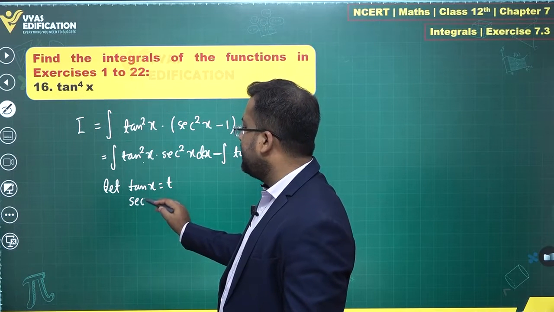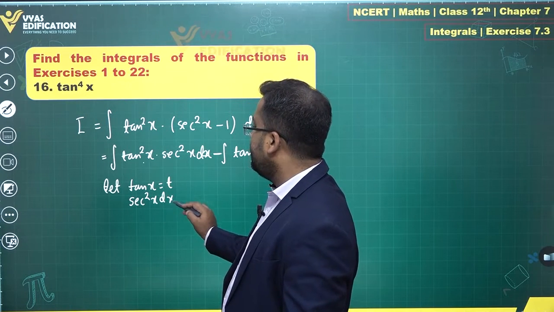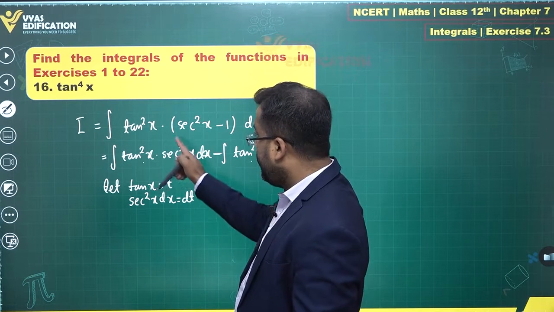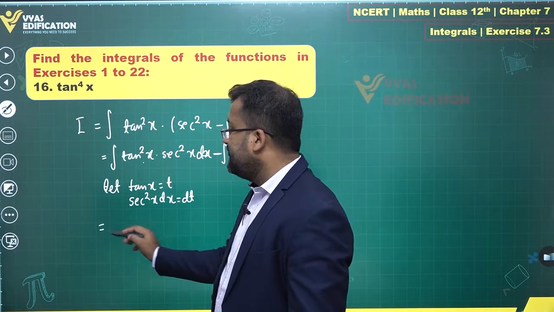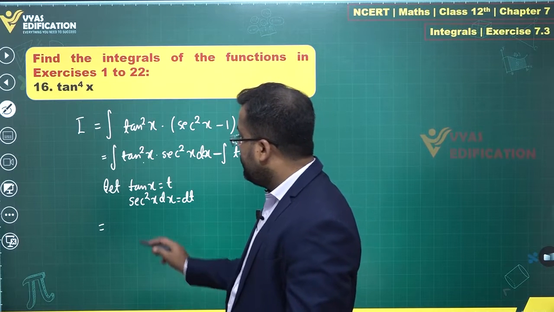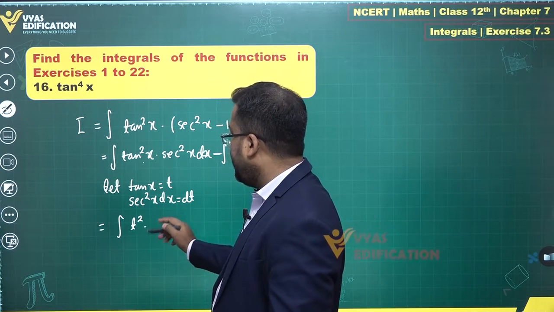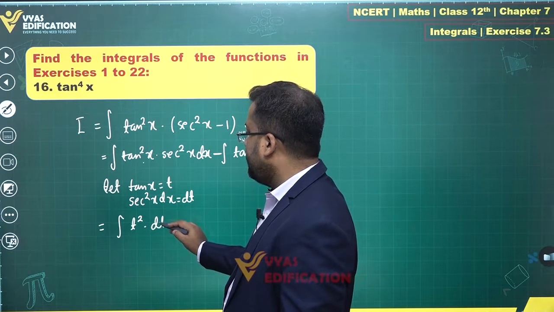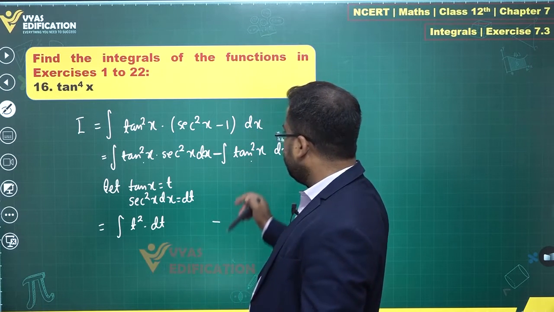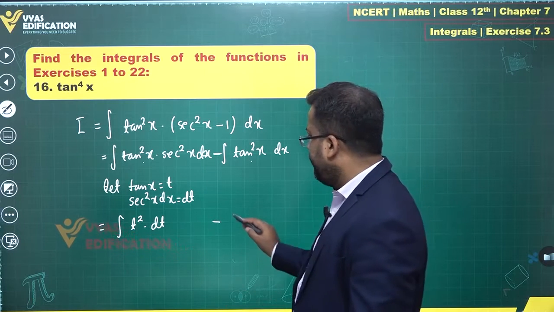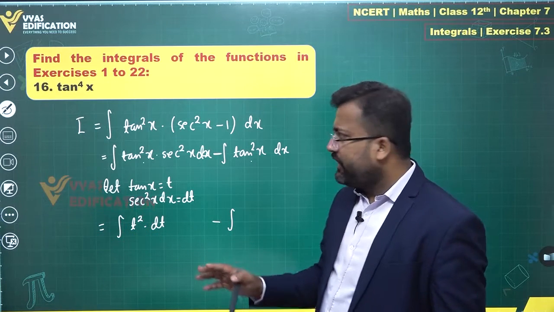So that tells me sec square x dx is equal to dt for this one, mind you, and this integral will convert into what? This is the integral of t square times sec square x dx, which is dt, minus this integral. What does this integral convert into?